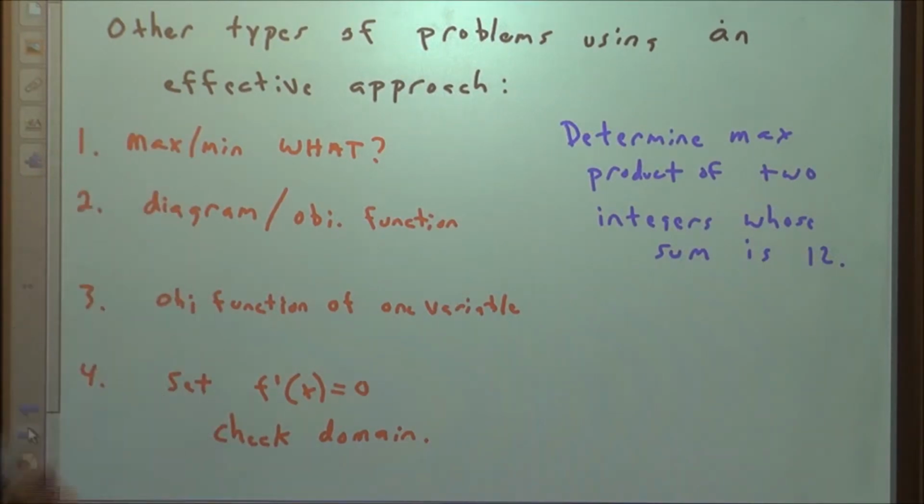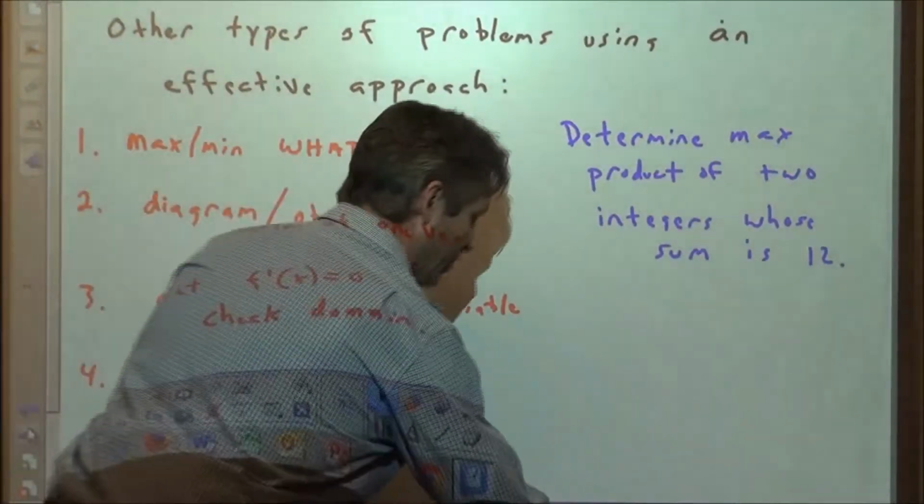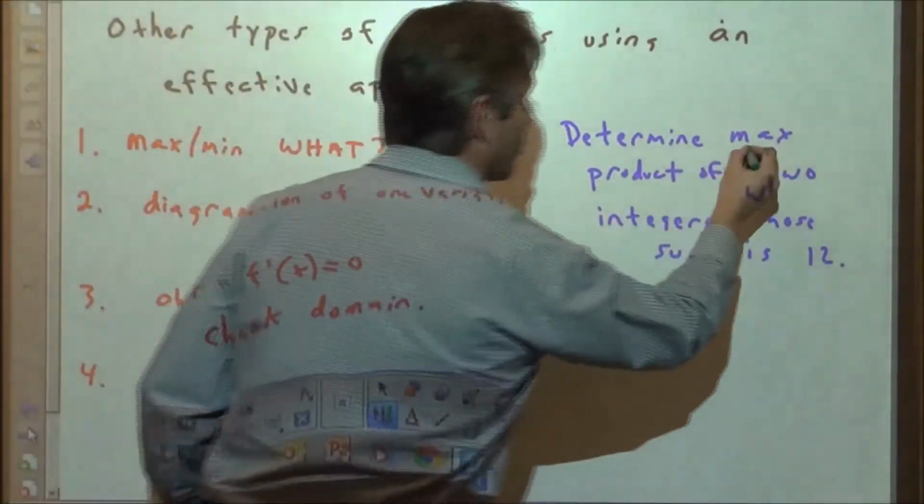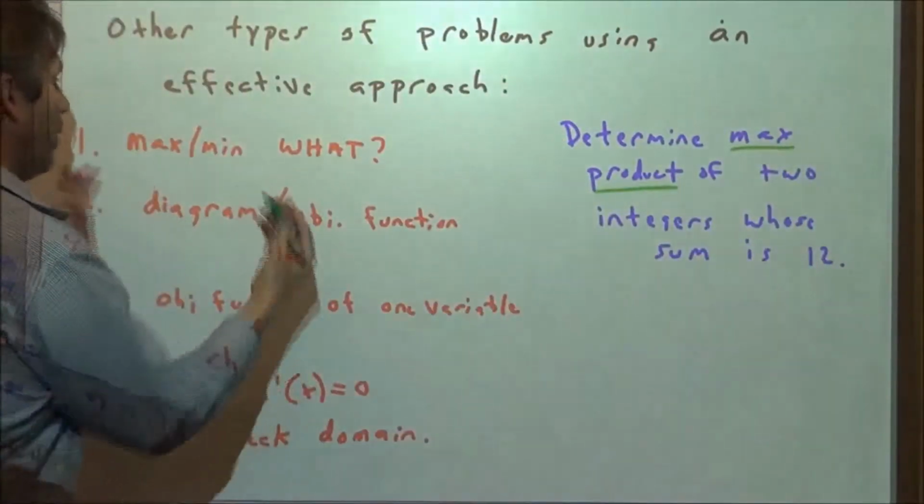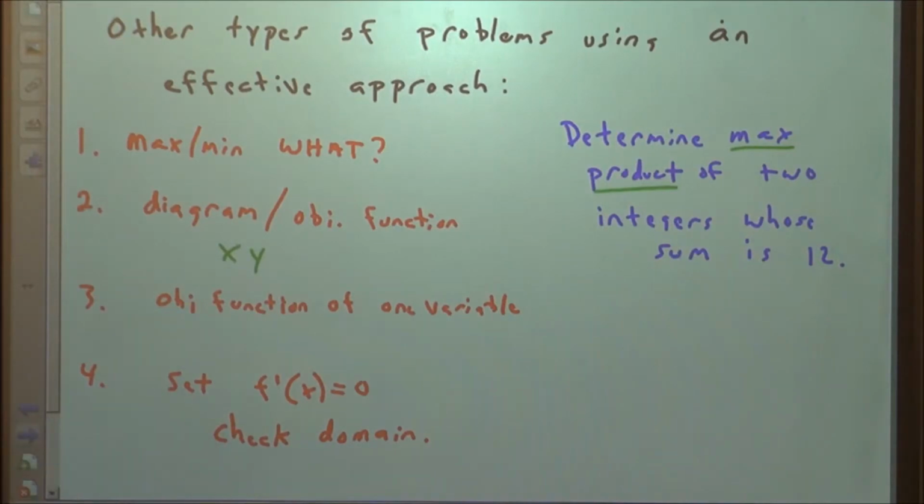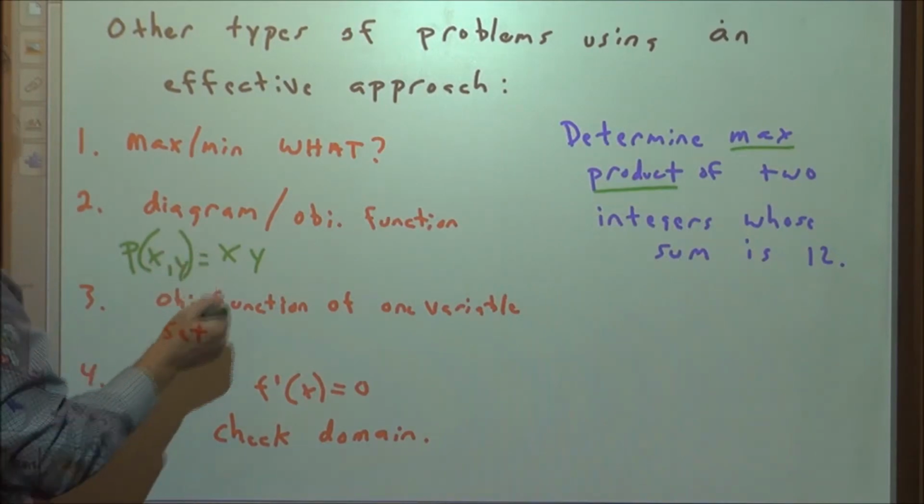So let's do a couple of problems super fast. Determine the max product of 2 integers whose sum is 12. What are we trying to maximize? We're trying to maximize the product. The product is what you get when you multiply 2 numbers together. So we're just going to try to maximize the function of x and y, being x times y.